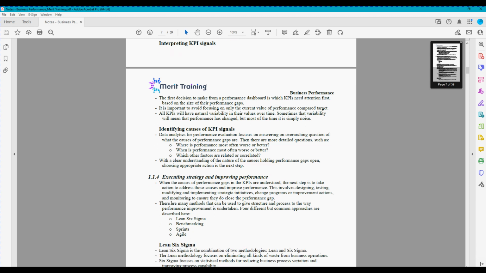Okay, so identifying causes of KPI signals. The fundamental question we're trying to solve with data analytics is, what is causing a performance gap? So our target for wages percentage is 40%. Based on our reporting, it's 45%. So what is causing that gap that we need to fix?